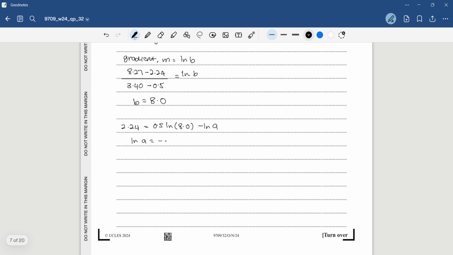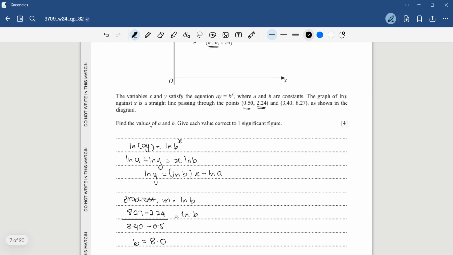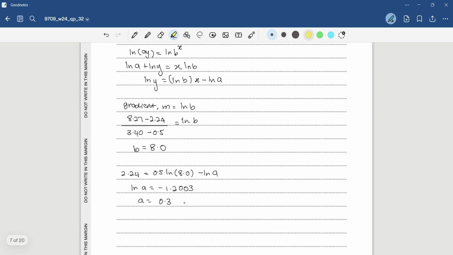So it will be negative 1.2003. Therefore your a will be 0.3. Since the question here mentioned they want the answer correct to one significant figure, I give you the one significant figure.